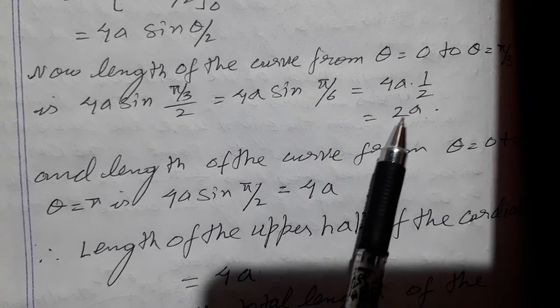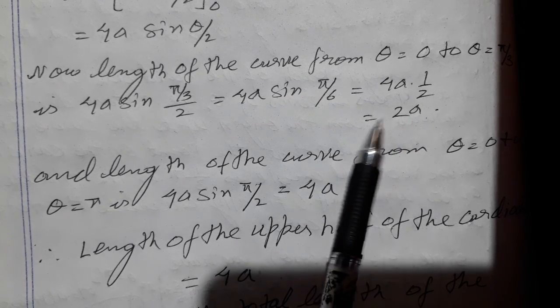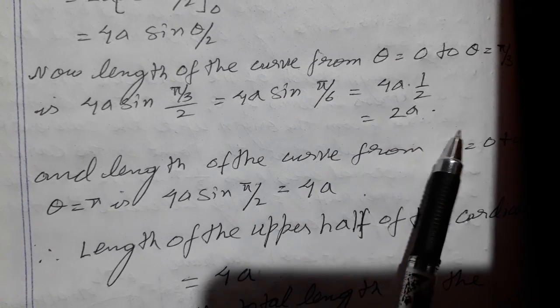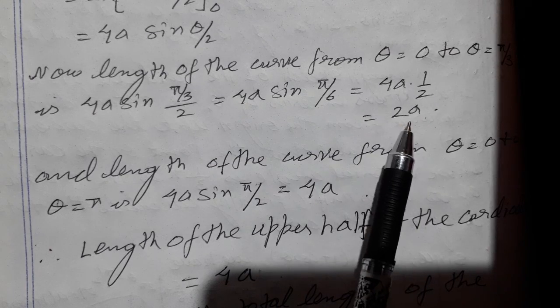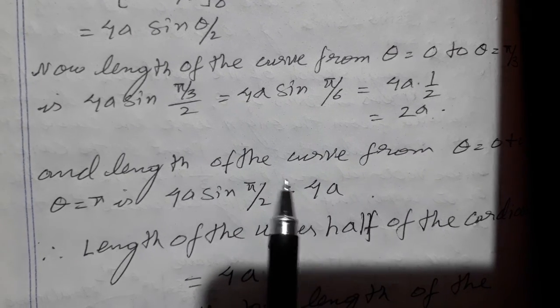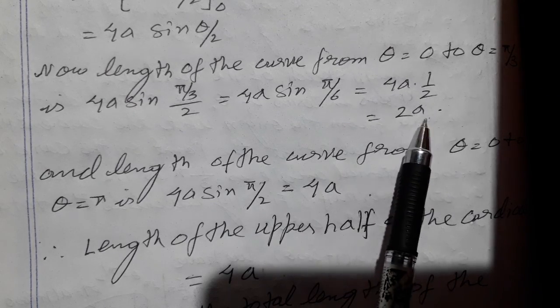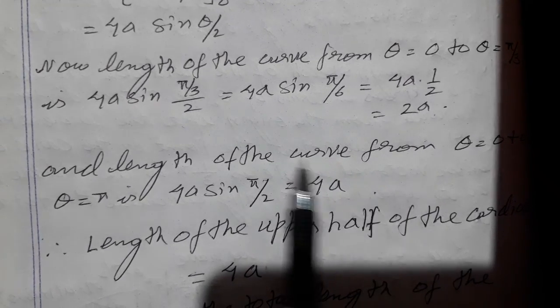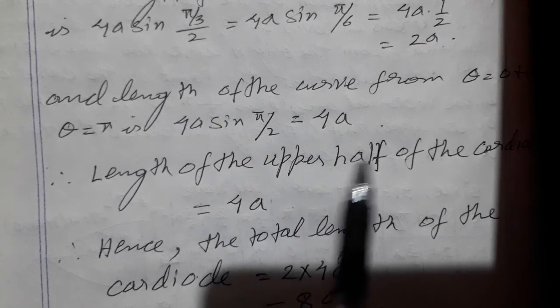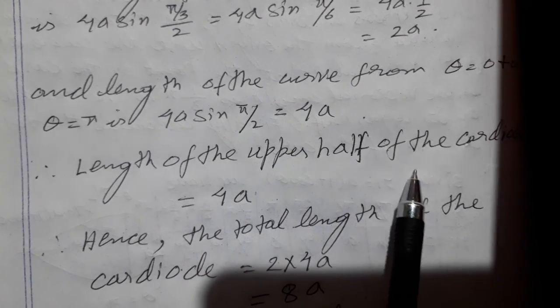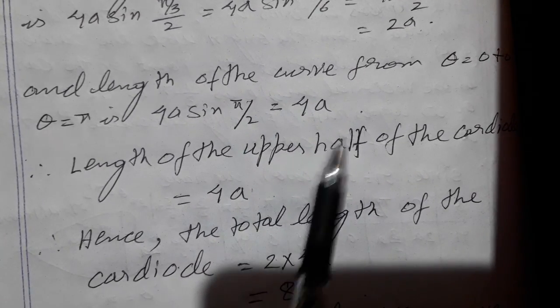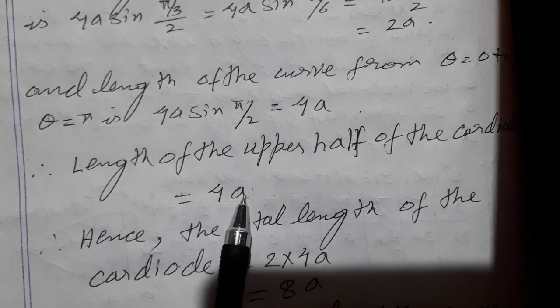So here we get 2a and 4a. That shows that the length of the curve from 0 to pi by 3 is the middle point of the upper half, because the length of the upper half is 4a and this is 2a. So this is nothing but the middle point of the upper half. So he has shown that. And we have also calculated the length of the upper half, which is 4a.